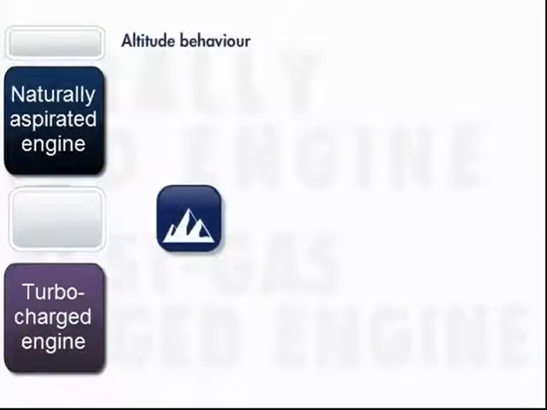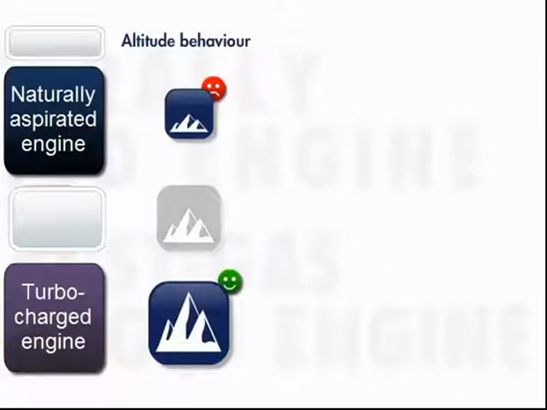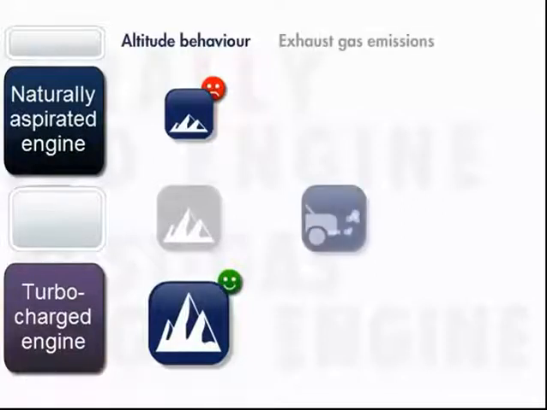Altitude behavior. The altitude behavior of a turbo engine is far better, because a naturally aspirated engine loses considerable power at high altitudes as the result of the decreasing atmospheric pressure. The turbo engine benefits from virtually constant pressure upstream of the turbine and the lower ambient pressure, since this causes turbine output to increase. A turbo engine hardly loses output at altitude.